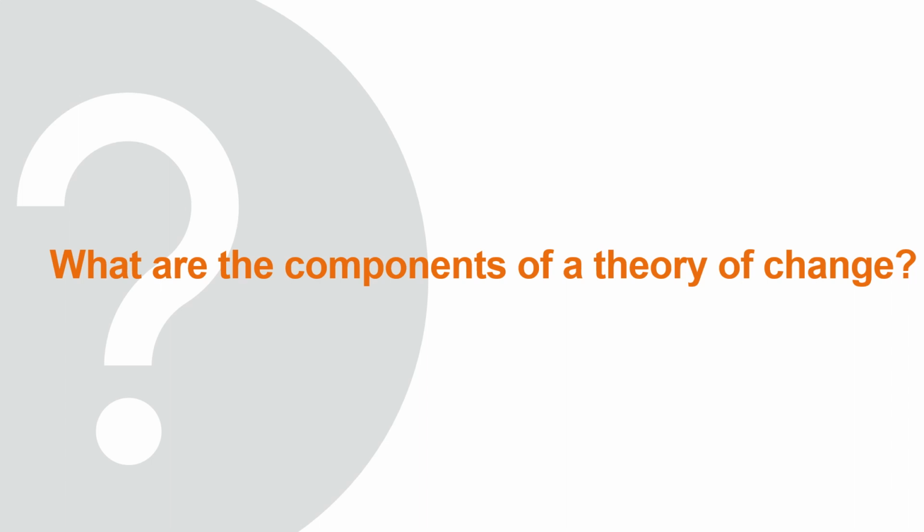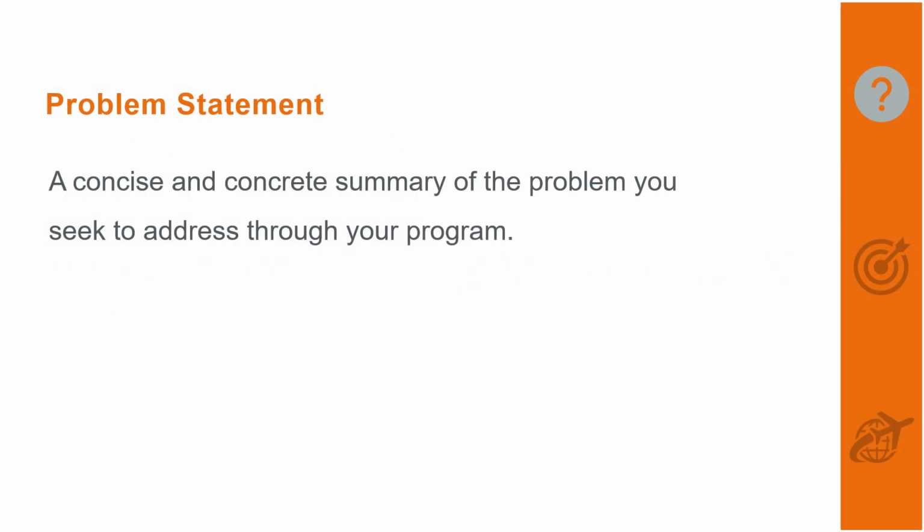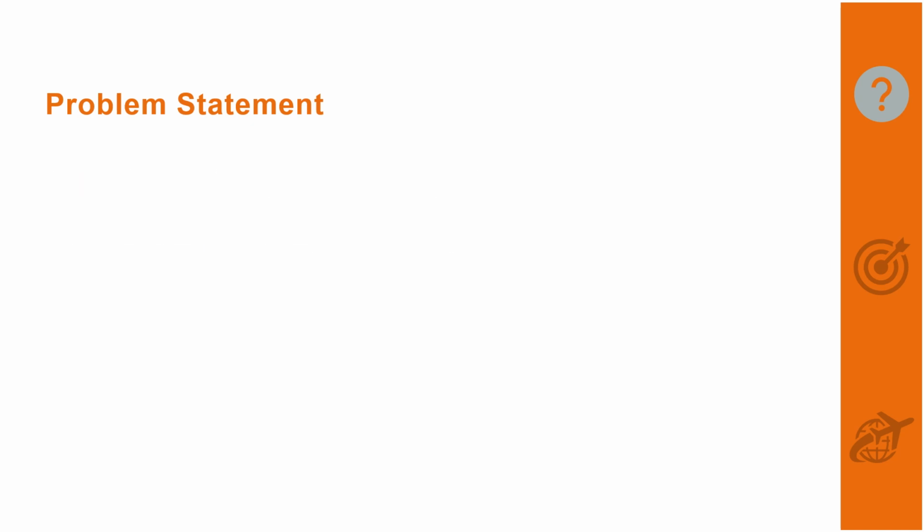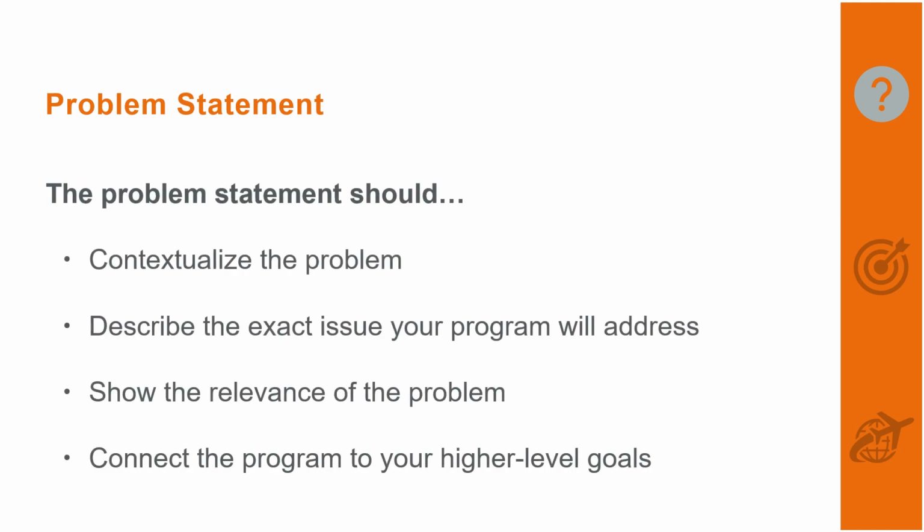So what are the components of a theory of change? We start with a problem statement, which is a concise and concrete summary of the problem you seek to address through your program. Here, you want to be as specific as possible. Think of your target group, participants, or audience, and what issue you are addressing. The problem statement should contextualize the problem, describe the exact issue your program will address, show the relevance of the problem, and connect the program to your higher level goals.